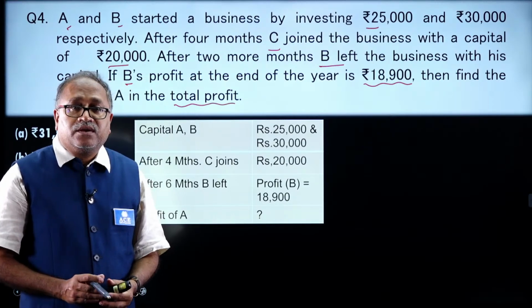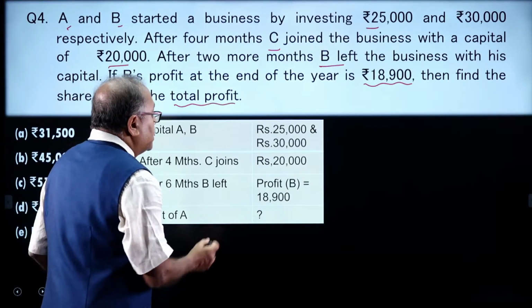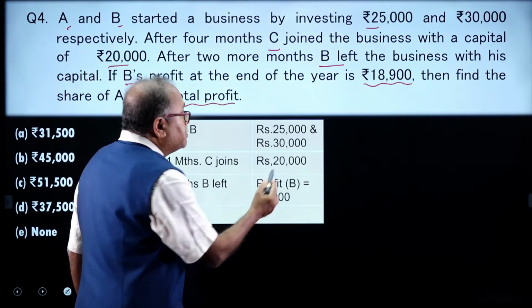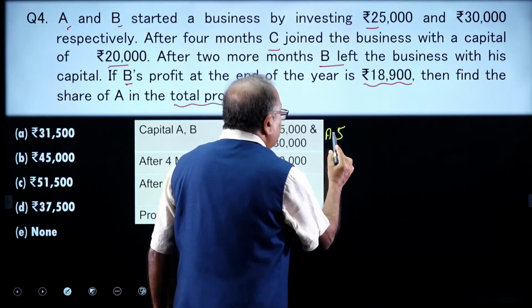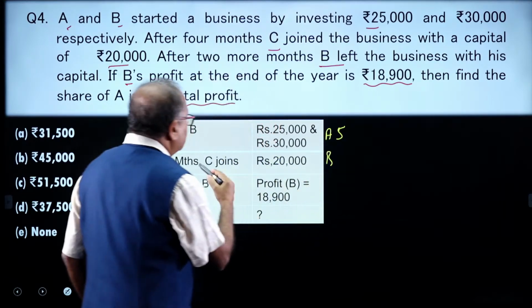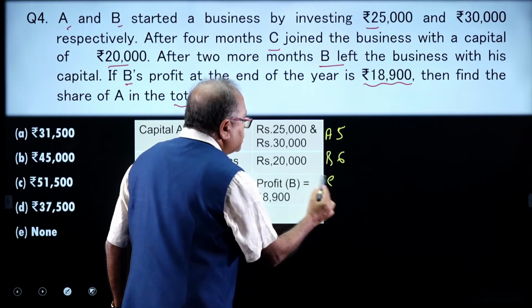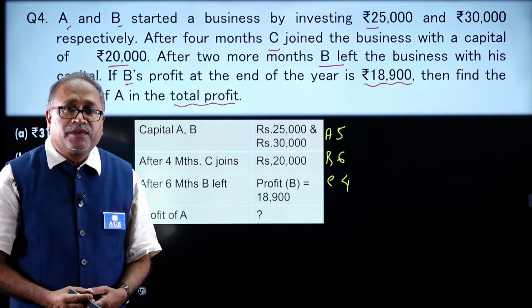What do we do here? We simply take the capital ratio, my dear friends: 25, 30 and 20. Cancel with 5. So A is 5. Now coming to B, is it A, B and C? B is 6, and how about C? C is 4. Multiply this with time. You will get the answer.